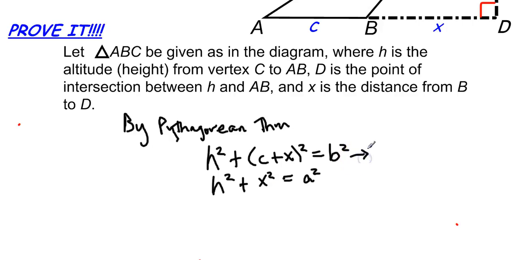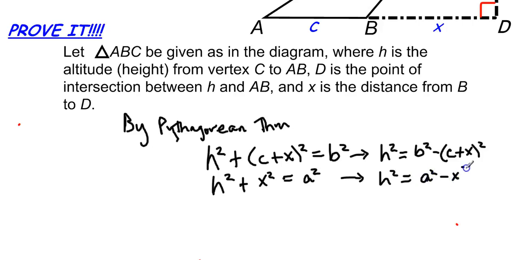I'm going to simplify a little bit. I'm going to solve for h squared in both of these, and we'll use that simplified version when we go to plug some stuff in. So this will end up being b squared minus the quantity c plus x squared, and this one turns into h squared is a squared minus x squared.